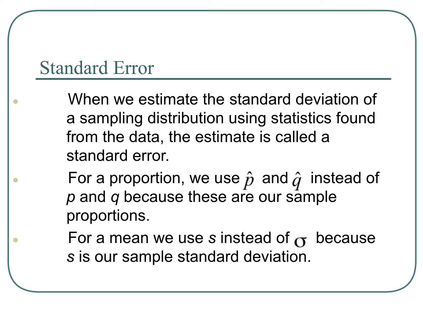When we estimate the standard deviation of a sampling distribution using statistics from the data rather than the parameters of the population, the estimate is called standard error, abbreviated SE. For proportions, it's p-hat and q-hat instead of p and q. For the mean, it's s instead of sigma, because that's our sample standard deviation. This we will use more as we move out of this chapter. It's called standard error, but that's not a mistake. Remember, there's always sampling error, how much we expect it to vary.